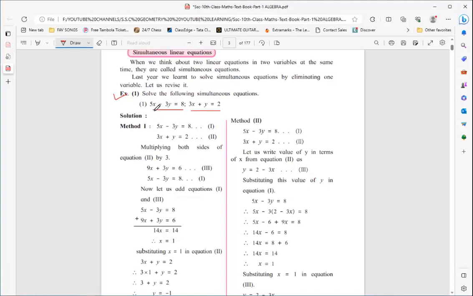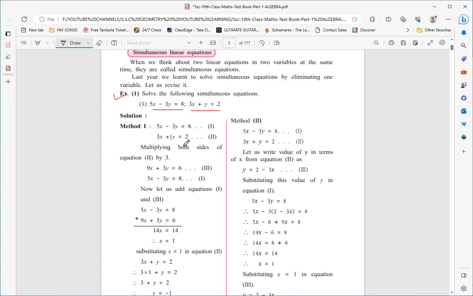So what are the equations? 5x minus 3y equal to 8 and 3x plus y equal to 2. So how do you solve this? You multiply both sides of the second equation by 3. Okay, why 3? Because here you have a 1, right? So when you multiply this equation by 3, this becomes 3y. And 3y and minus 3y will get cancelled, eliminated. So we can find the value of x.